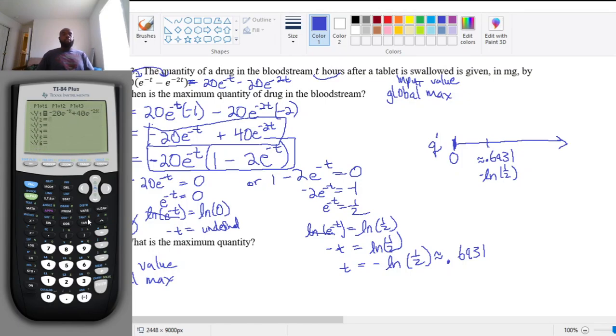I'm going to press enter. I already got my table set, but just to make sure, second window, make sure that ask is highlighted, and it is. So I'm going to go second table. I'm going to pick a number between 0 and 0.6931, which is like 0.5. So let's put 0.5 in there. Press enter. I got a positive. And I'm going to pick a number bigger than 0.6931, a number like 1, and I got a negative. So I got positive, negative.